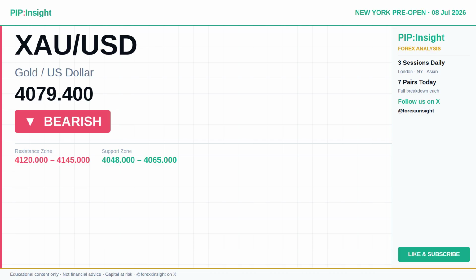The key levels to watch into this session are resistance between $4,120 and $4,145, and support down at $4,048 to $4,065. A break below $4,050 would be particularly significant.